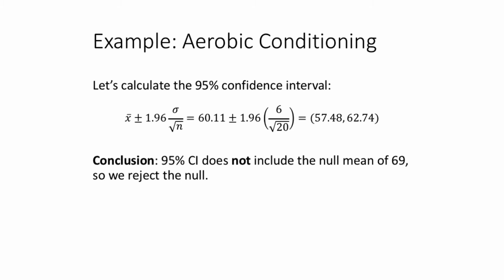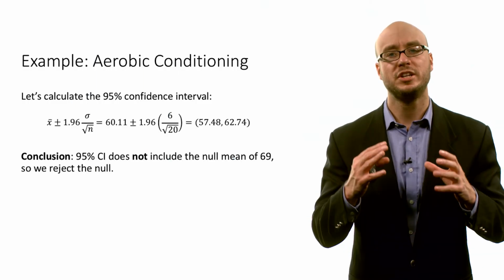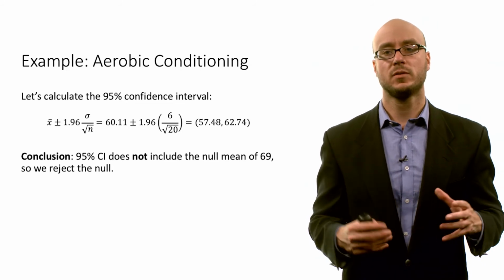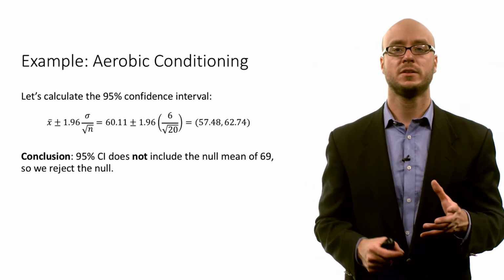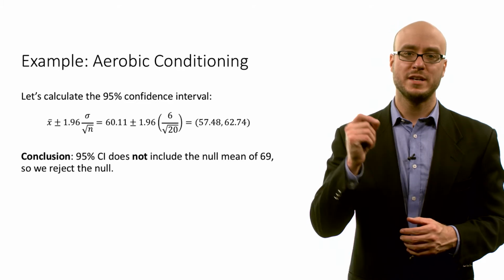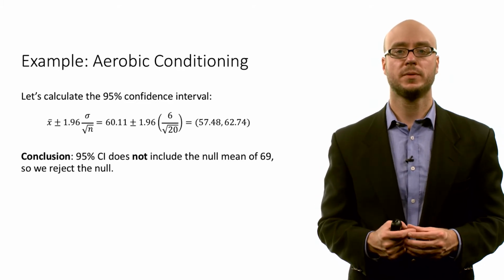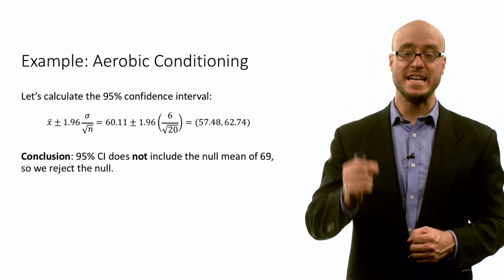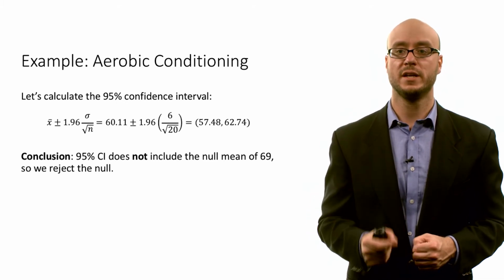So our point estimate is the sample mean of 60.11, and we're going to add and subtract 1.96 times the standard error. We have a sample size of 20 people. When we do that, we have this interval of 57.48 to 62.74. So we're 95% confident that the true population mean heart rate is in that interval. That 95% confidence interval does not include the null mean of 69.